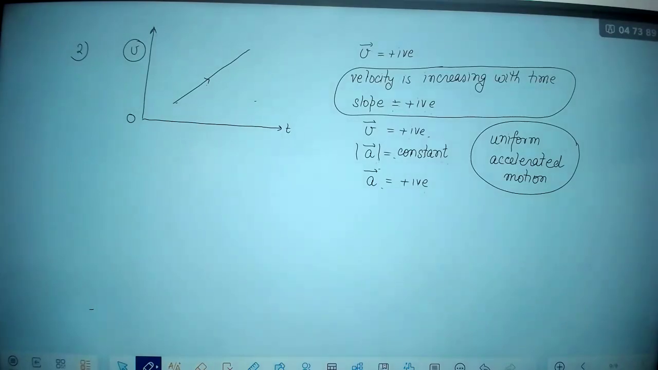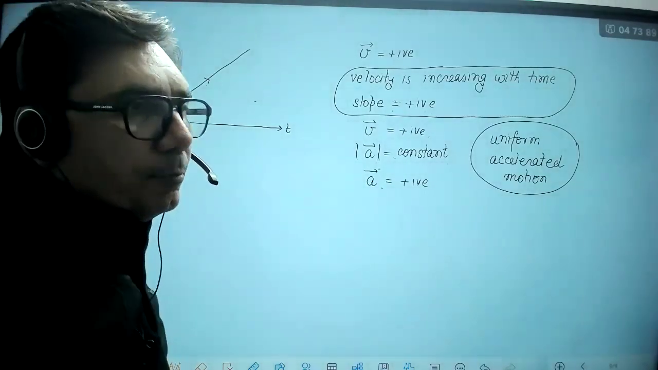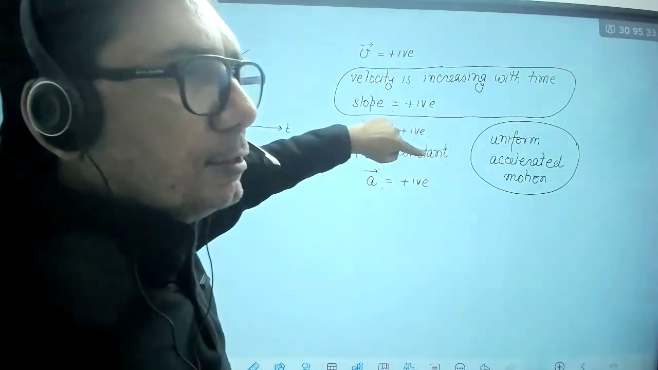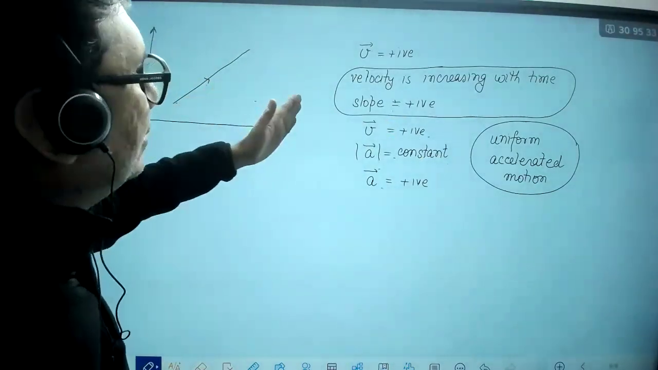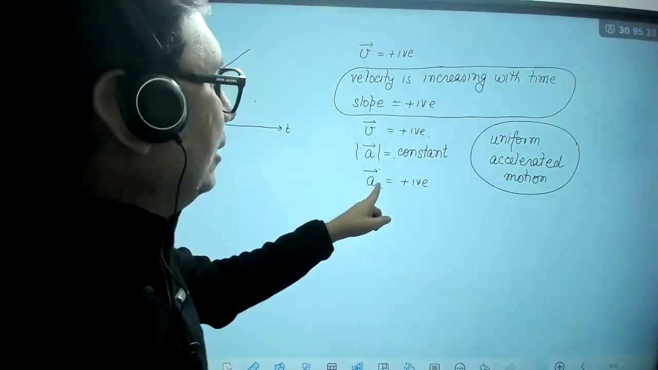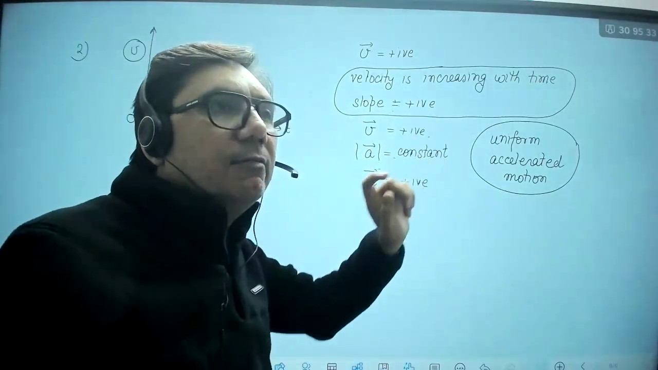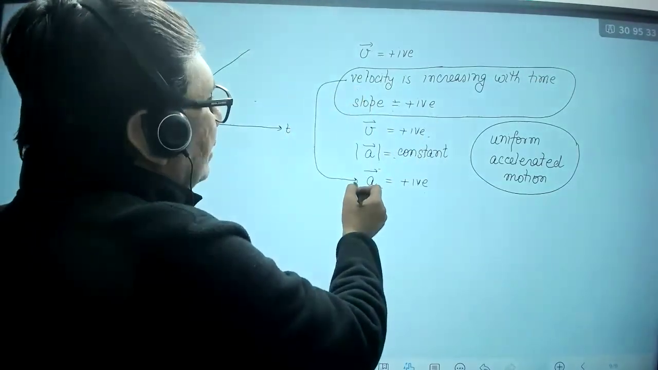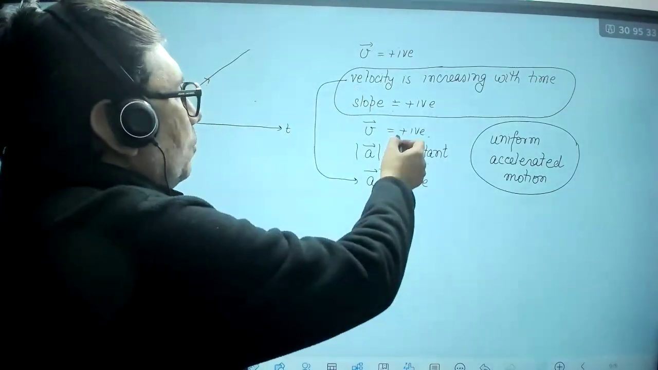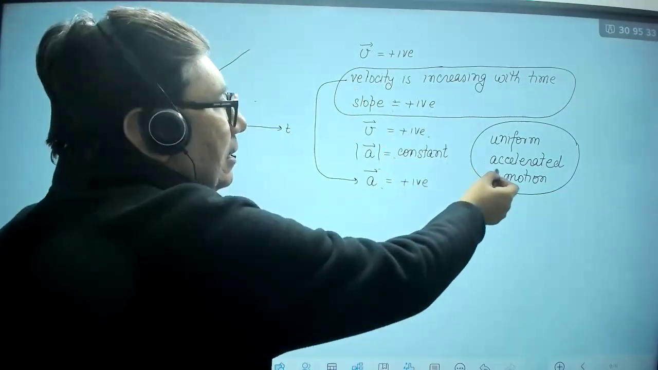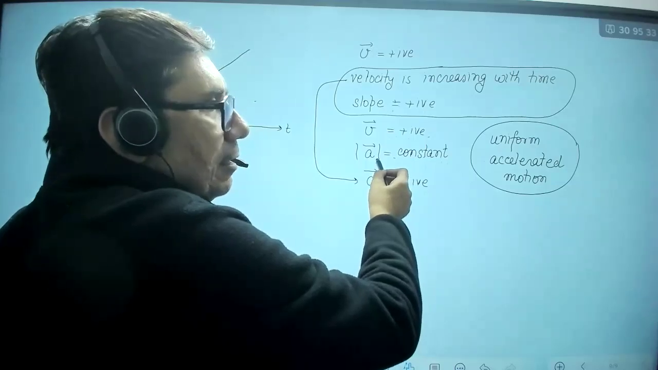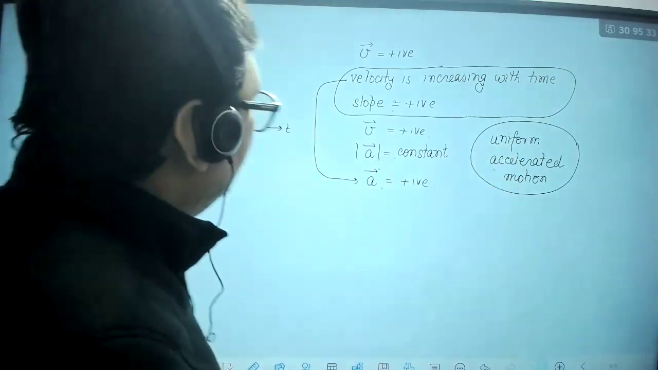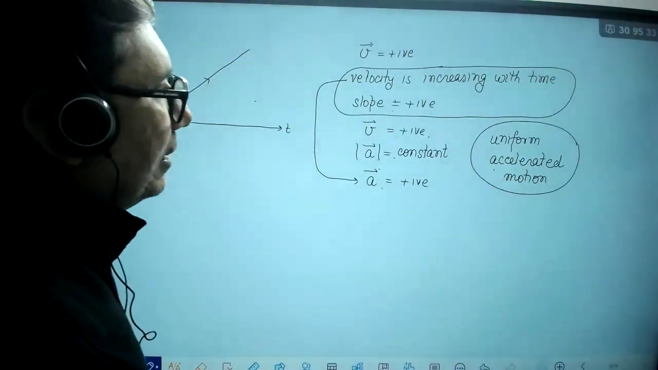Is it clear with everyone? Because the slope is constant, the magnitude is constant. The slope is positive, or you can say velocity is increasing. So A is positive because velocity is increasing with time. And because V is positive and A is positive, it is accelerated motion. Because this acceleration is constant in magnitude, this will be uniformly accelerated motion. Okay?